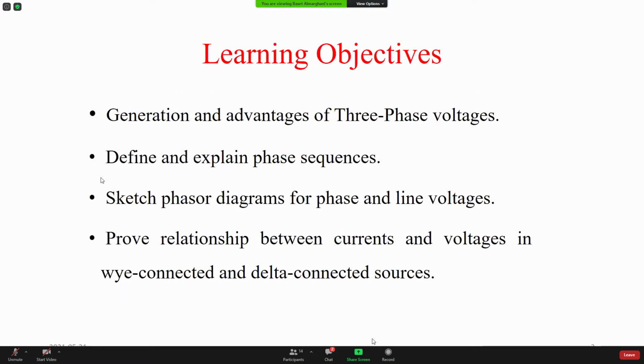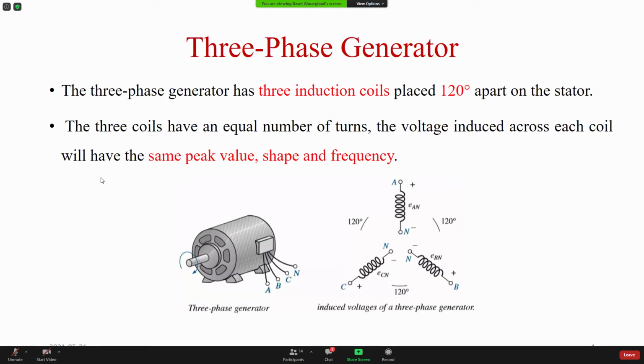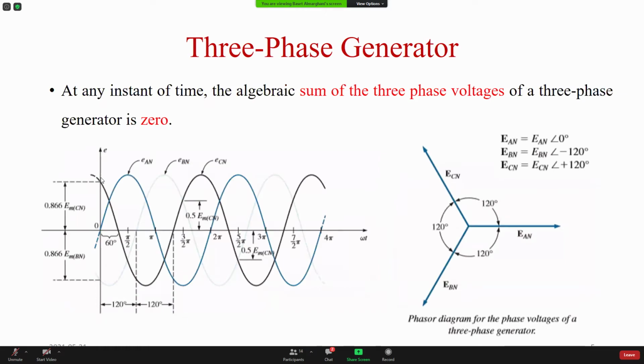So we finished the lecture. This is the 3 phases, and the generator is going to give you the 3 phases. Those are 3 waves, and you can see the sequence here.